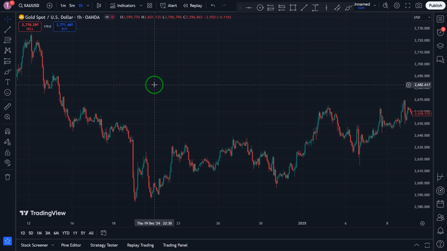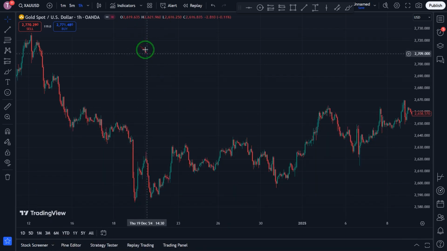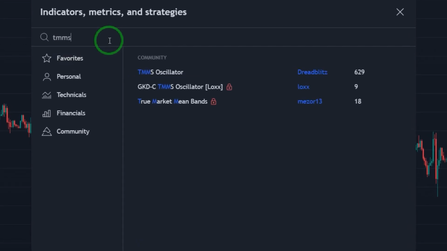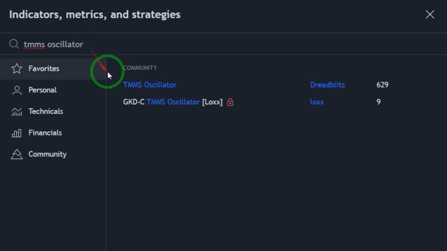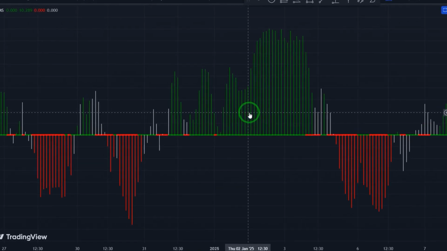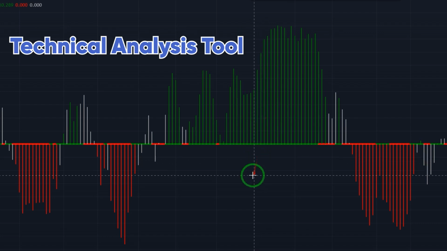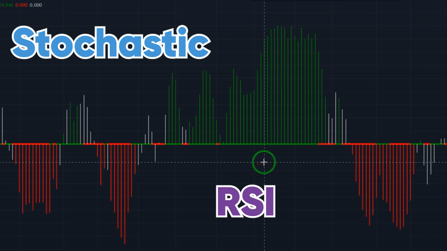The first indicator we're going to use is called the TMMS oscillator. Now we need to go to the indicators section and type TMMS oscillator in the search box. Once you find it, click on it to add it to the chart. The TMMS oscillator, known as Trading Made More Simpler, is a simple and practical technical analysis tool designed by combining two oscillators, stochastic and RSI.